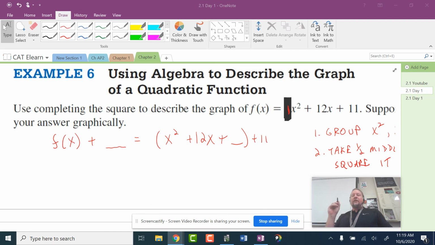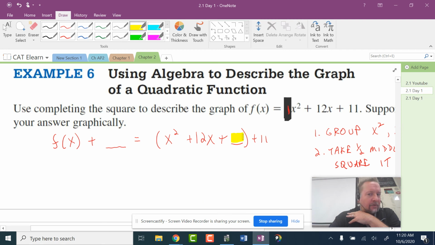Now, all kidding aside, you will have to complete the square when we have a later chapter. So this is a skill, wax on, wax off, just like in the Karate Kid. Why do we have to learn this? You'll find out. So what is half the middle term?